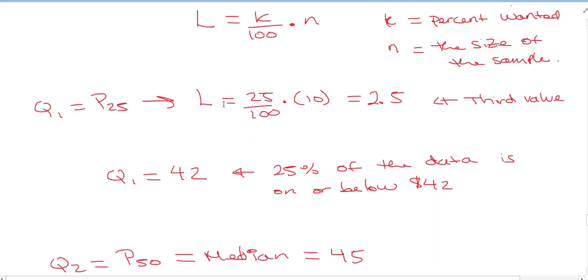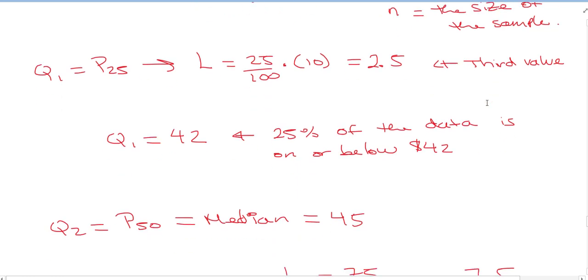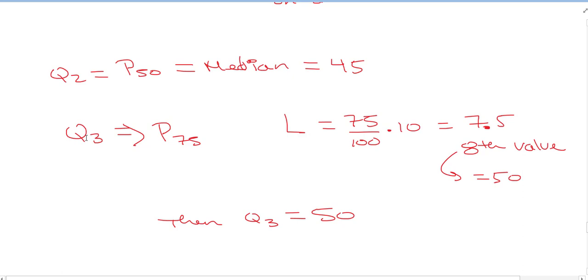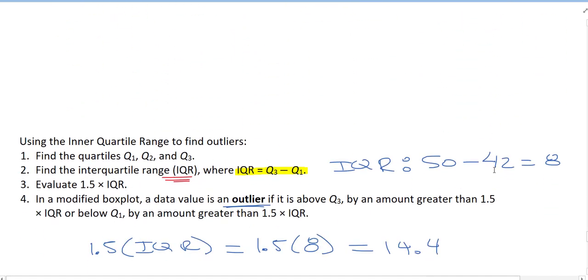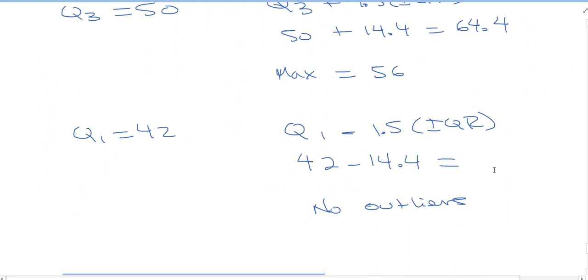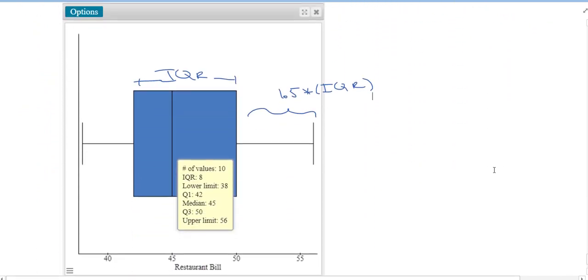So for our first quartile, our locator was 2.5, so we rounded to 3, so the third value in the data set. For our third quartile, 75% of the data, we found our locator value to be 7.5, so we rounded to the 8th value, which was 50. When you go back and look at the data, it's $50. So below $50, you have 75% of the data. And then your quartiles.